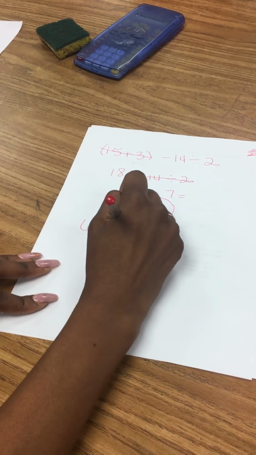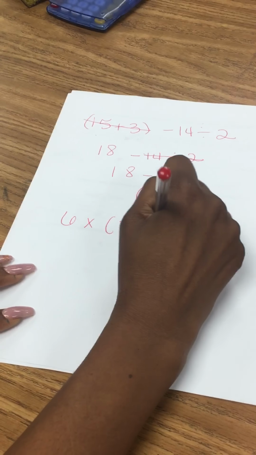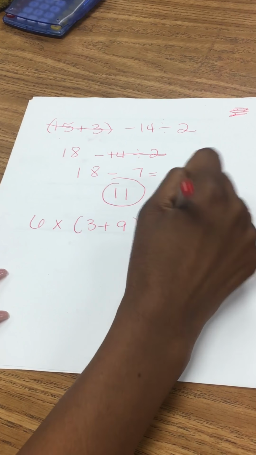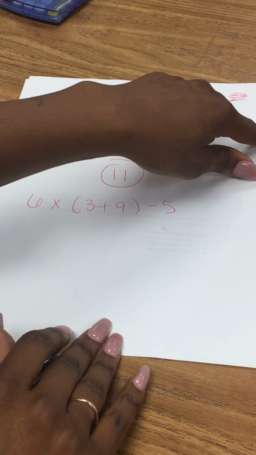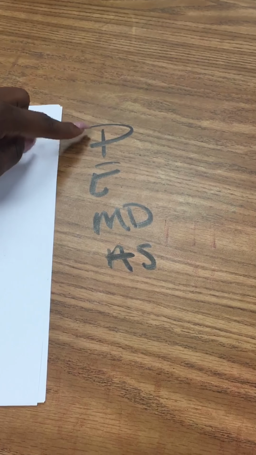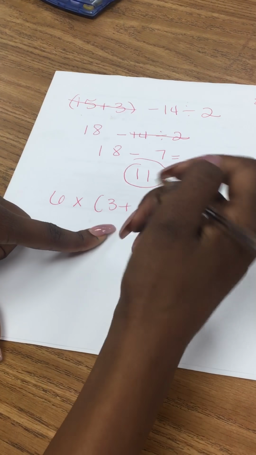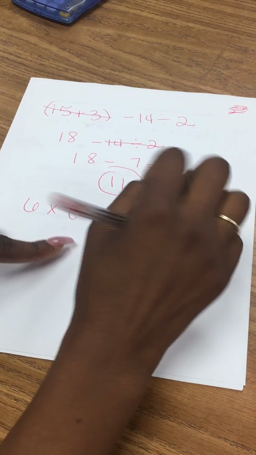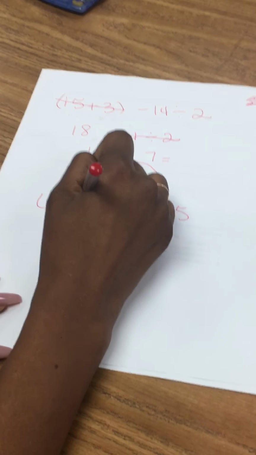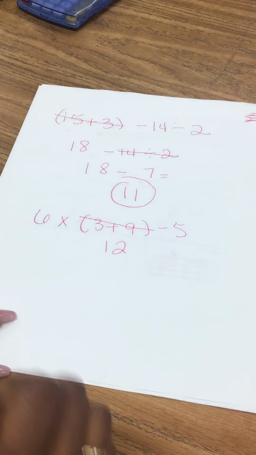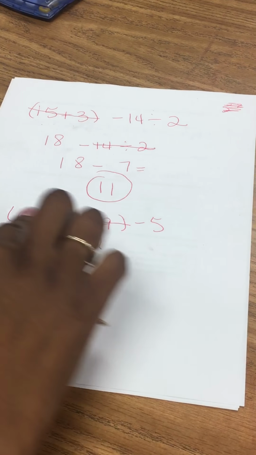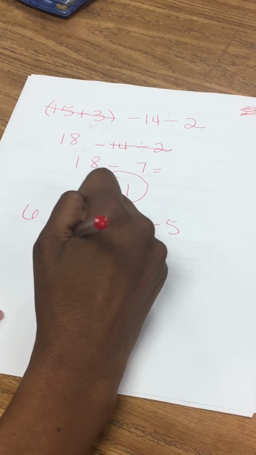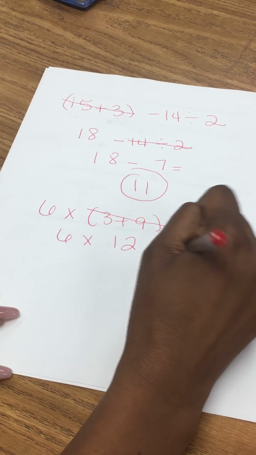6 times 3 plus 9 minus 5. Once again, I have my PEMDAS over here. We start with our parentheses. So 3 plus 9 is going to be 12, and this is our parentheses. I'm going to mark it out. Good. I'm going to bring everything down. 6 times 12 minus 5.